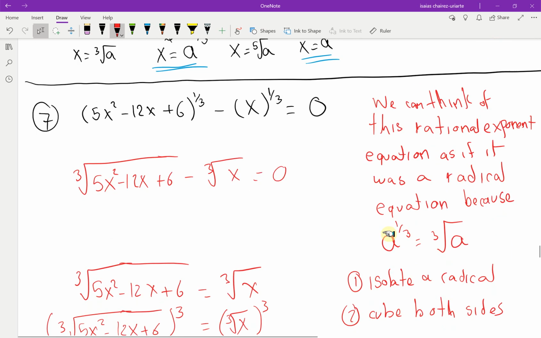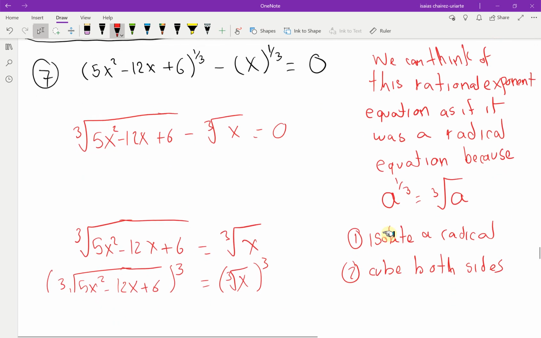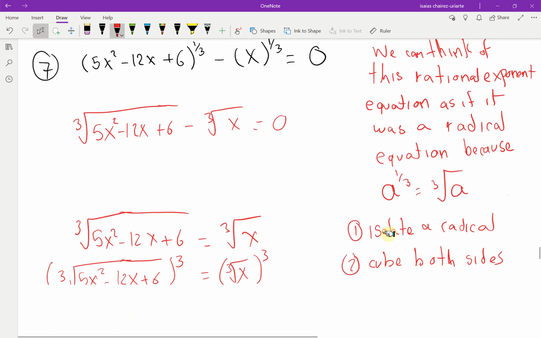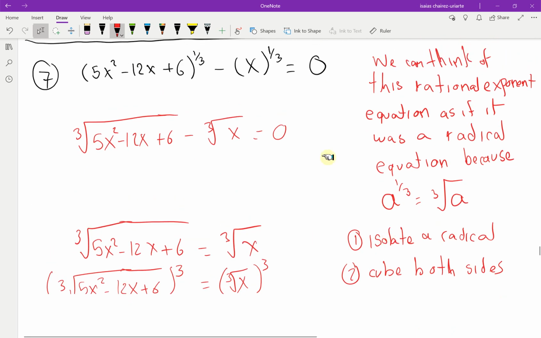Okay, so let's begin with our first example. We have some rational exponents here: (5x² - 12x + 6) all raised to the 1/3, minus x to the 1/3 equals 0. We can either just work with rational exponents, but in this case we can think of this rational exponent as if it's just a radical, because we know that a to the 1/3 is equal to the cubic root of a.